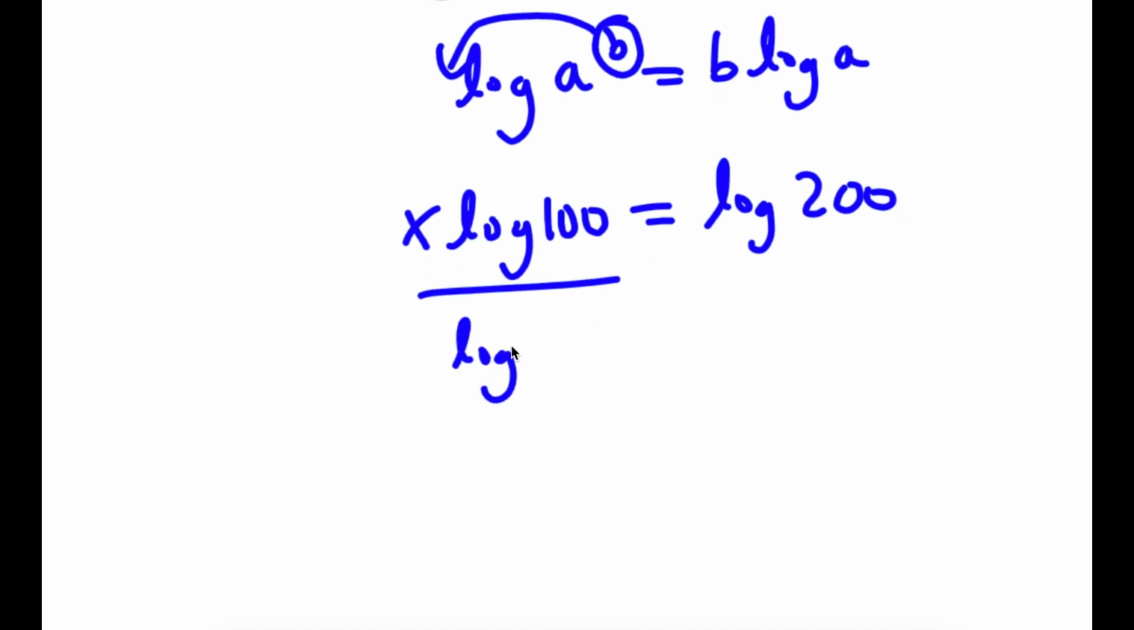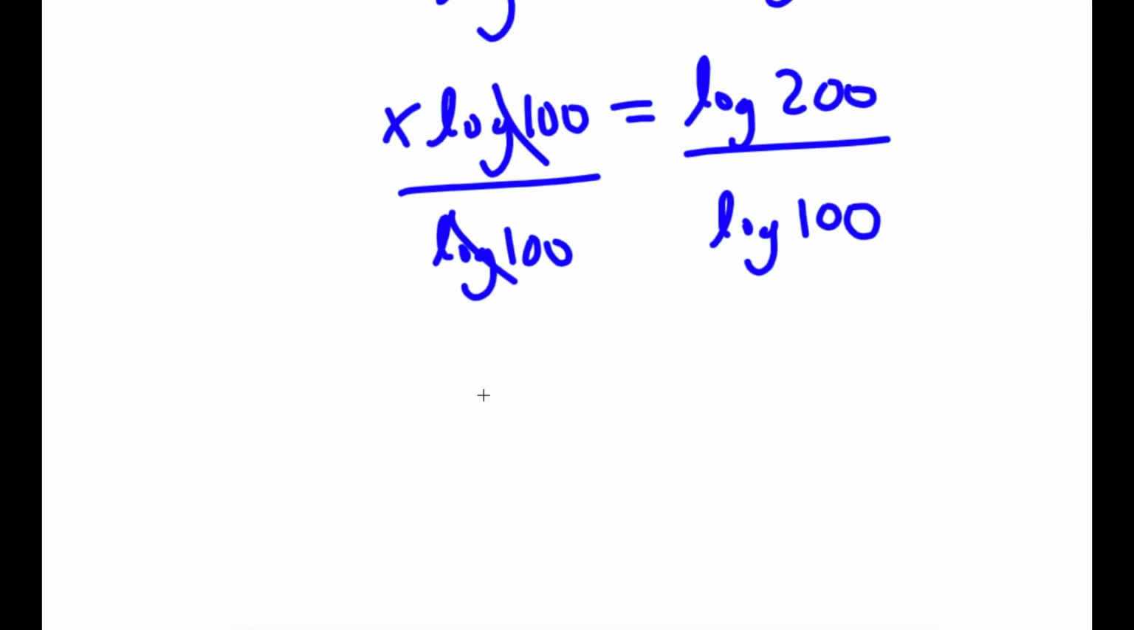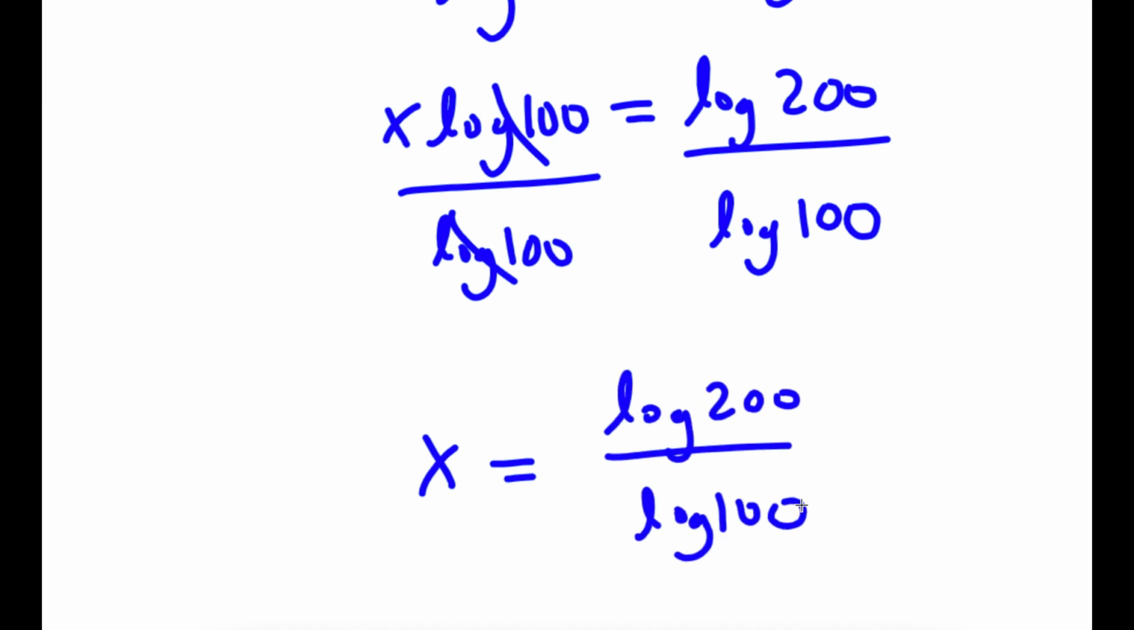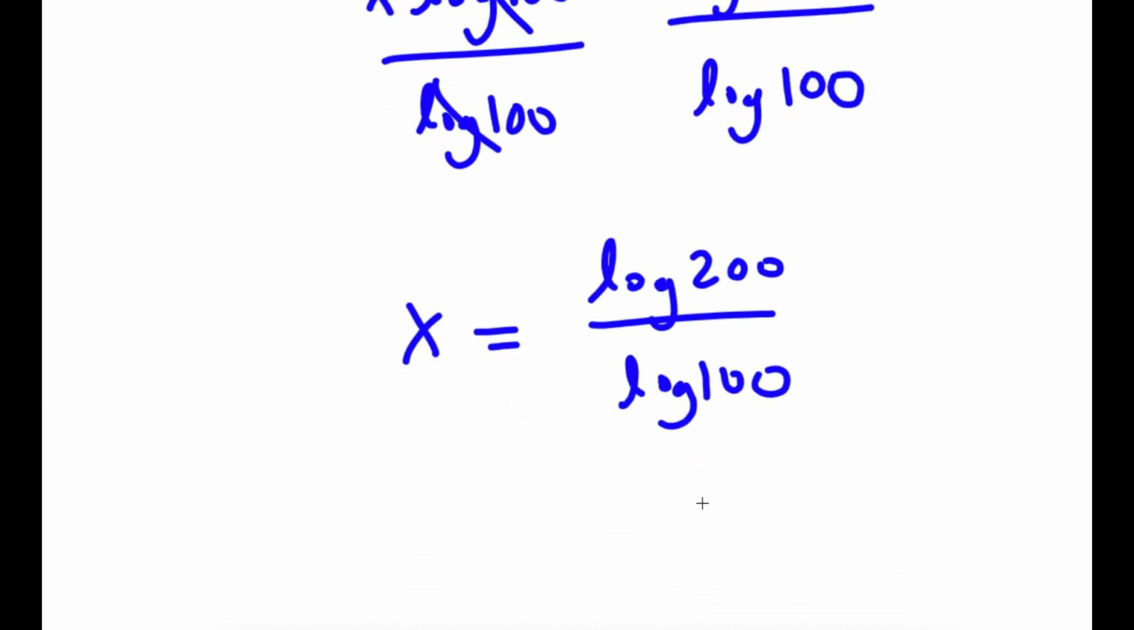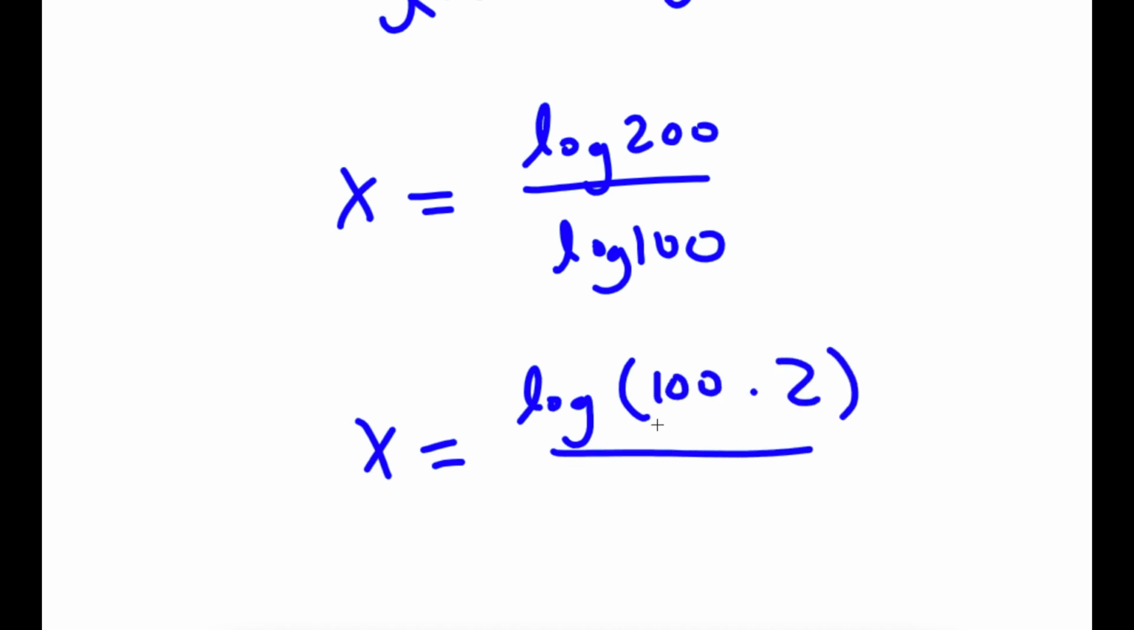Now I'm going to divide both sides by log 100. Then these two cancel out, and now I have x is equal to log 200 over log 100. Now log 200 is the same thing as log of 100 times 2, and I have this over log 100.